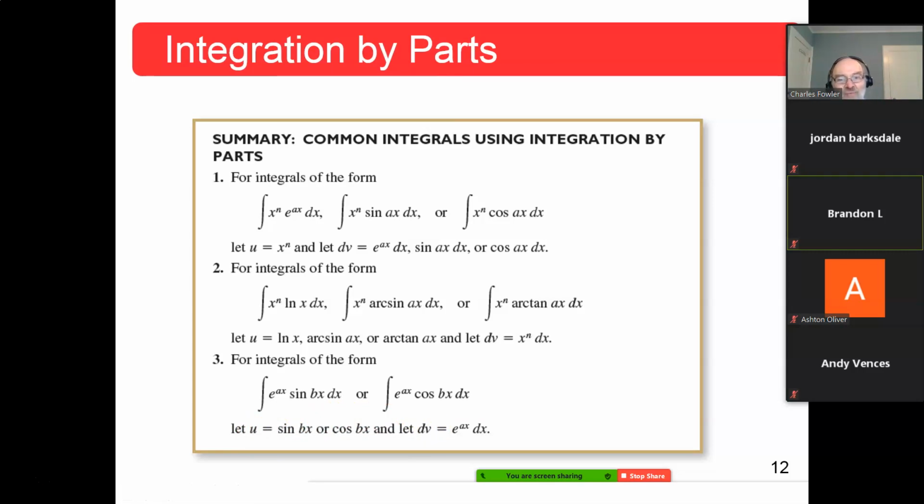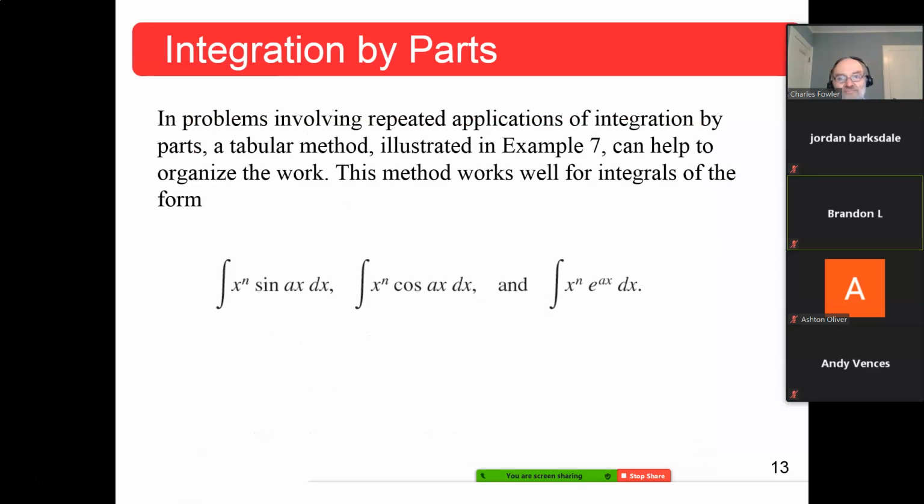The only thing you have to watch out for with those is if you have to do multiple ones of them, make sure you keep the same pattern. Don't use this as your u first and then go back and make it the dv, because then you're undoing what you just did. So that's the only thing to watch out for with that one. So let's move on to, yes, problems involving repeated applications of integration by parts. Okay, they didn't give us any examples with the other.